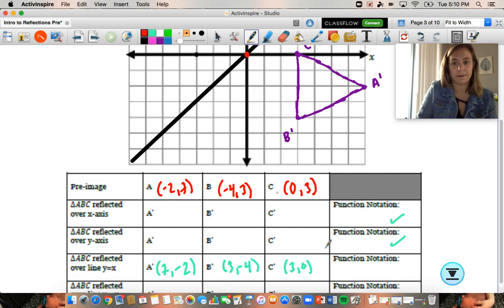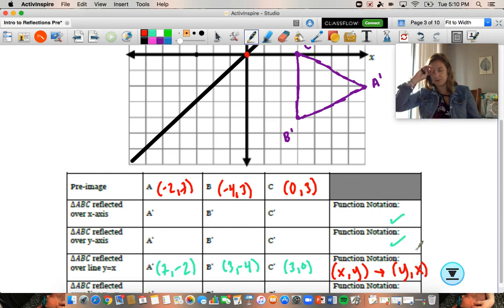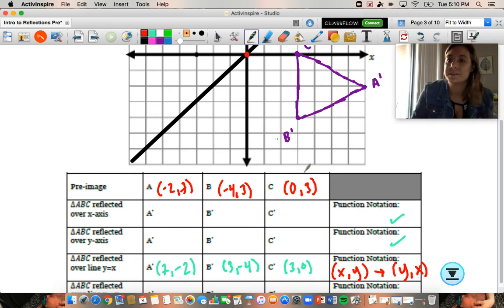So what happened? We obviously started with x, y, but -2, 7 became 7, -2. -4, 3 became 3, -4. 0, 3 became 3, 0. Whoa, your x and your y switch. This is actually how you're going to start stuff next year in Algebra 2. I'm a year ahead, but this is the inverse, right? It's a reflection over the line y equals x. Pretty neat, though, right?